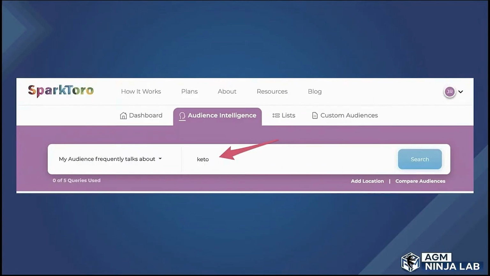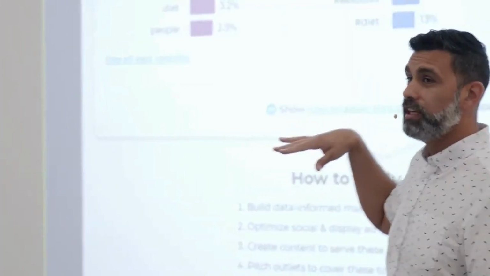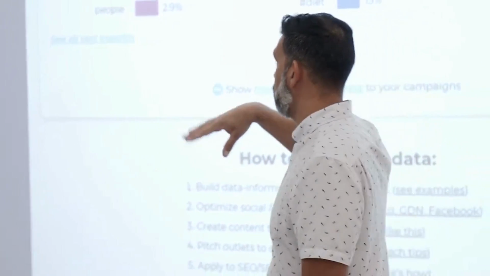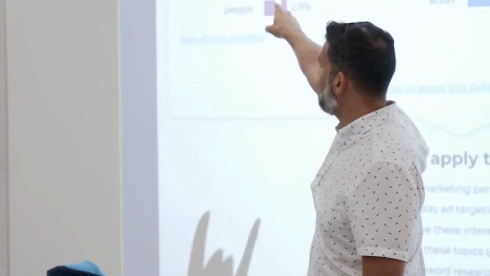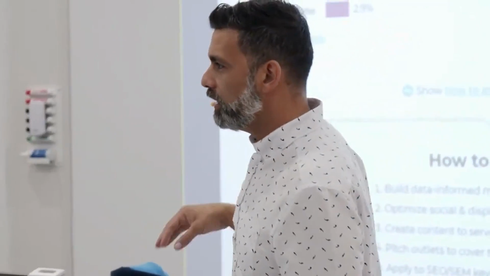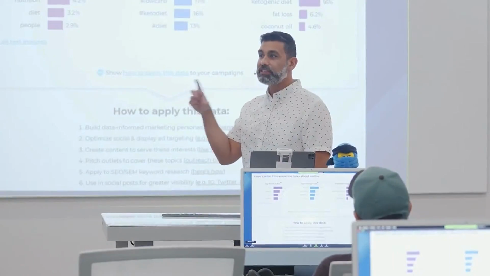So we typed in keto, and here's what we got. Again, this is just the free version. Once you get the paid version, you can unlock a whole bunch of other stuff. But like I said, this is a lot of information. So, for example, top words in the bios. Just to clear up one thing, the bio is your section in Instagram.